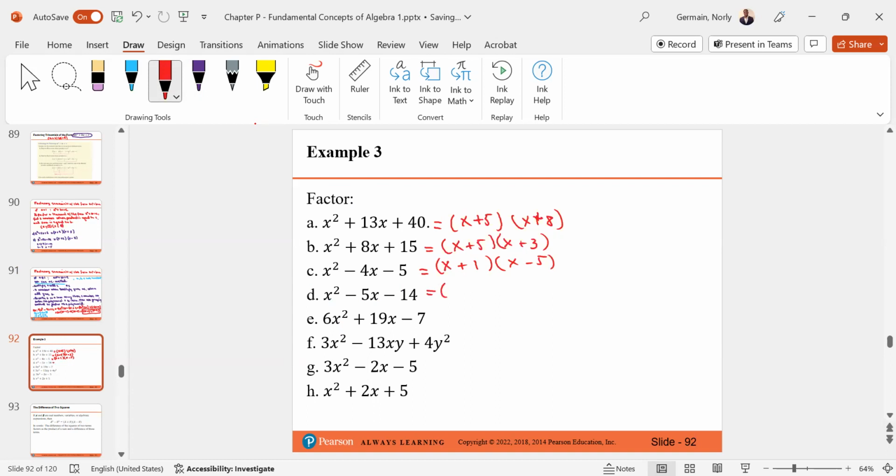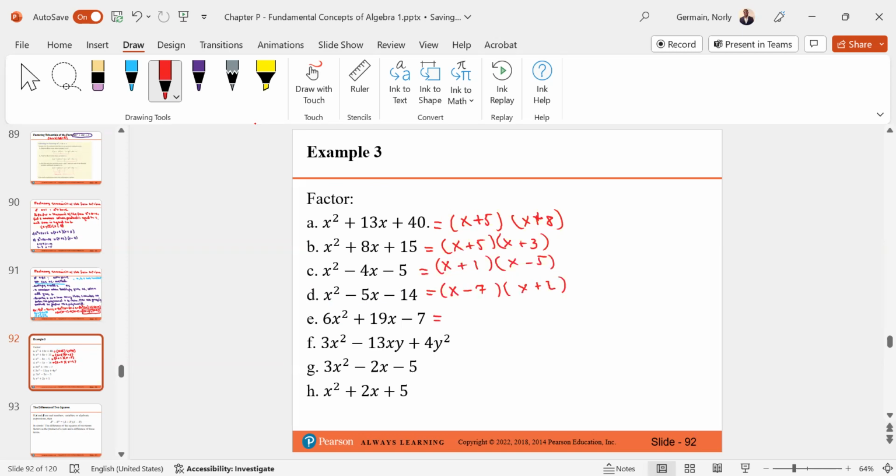You can see, two numbers when you multiply give you negative. Oh, I did that one with you already, right? So I said two numbers when you multiply give you negative 14, and when you add, give you negative 5. That is negative 7 and 2. 2 times negative 7 is negative 14. 2 minus 7 is negative 5.